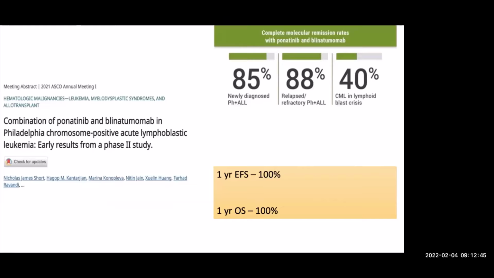This was an abstract which was published in the ASCO 2021 meeting, where they used ponatinib and blinatumomab in patients with Ph positive ALL, again a phase 2 trial, and we are finding excellent results in the form of 100% 1-year EFS and 100% 1-year OS. The CMR rates are 85%.